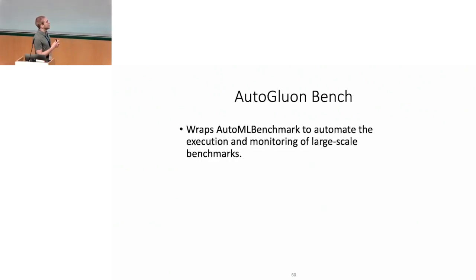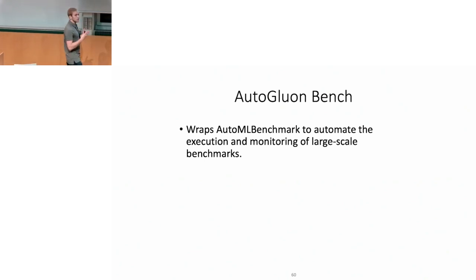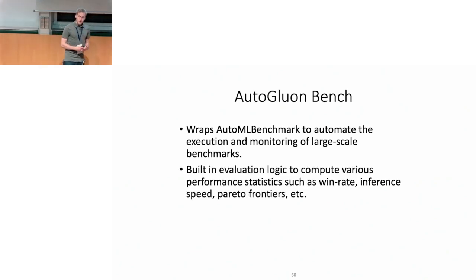So what is AutoGluon.bench? It wraps AutoML benchmark to automate the execution and monitoring of large-scale benchmarks. It has built-in evaluation logic to compute various performance statistics such as win rate, inference speed, Pareto frontiers, etc.